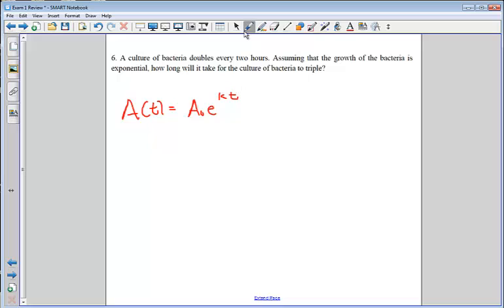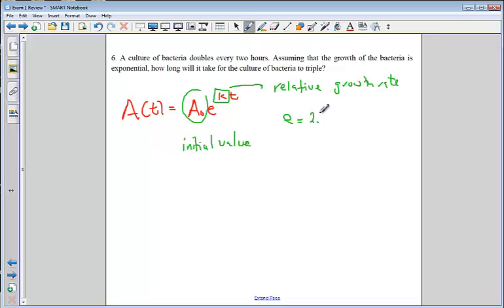So to review this real fast, remember a couple things. This is the initial value. It's what you start at. And then this k has a special name. k is called the relative growth or decay rate. In this case, it's growing because it's doubling every 2 hours, so this is the relative growth rate. t, of course, is usually time. e is a number, 2.718..., the natural number. And we can use this to model any exponential problem.